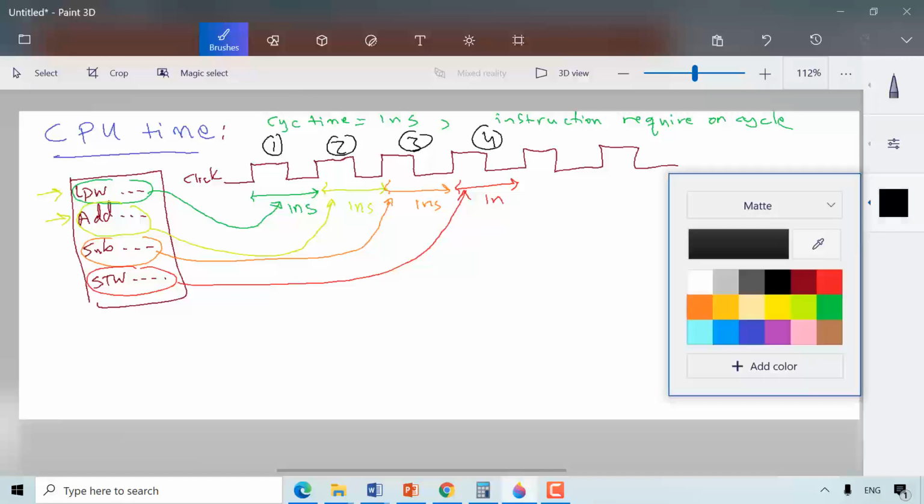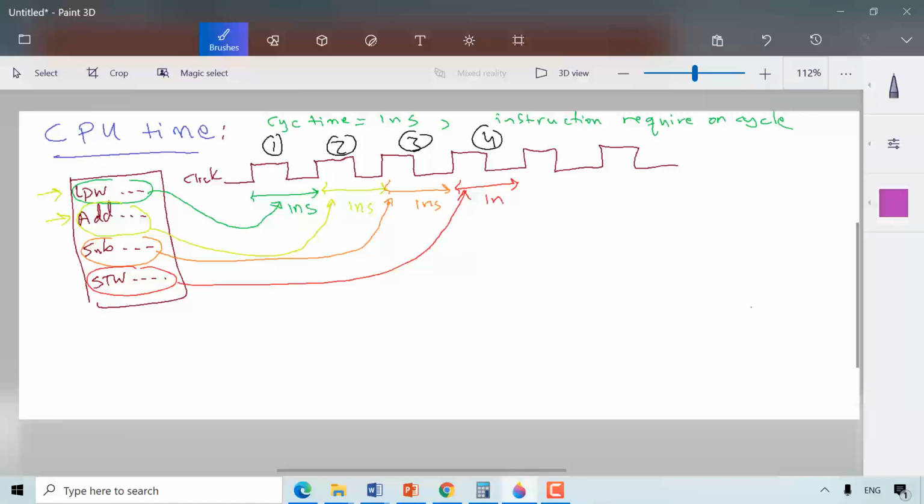So what's the total time to execute the entire program? The program needs from here all the way to here, and the total time is 4 nanoseconds, and it needed 4 cycles. So in terms of CPU time, I need 4 nanoseconds. It turns out there is a formula which allows me to express this in a much simpler way.